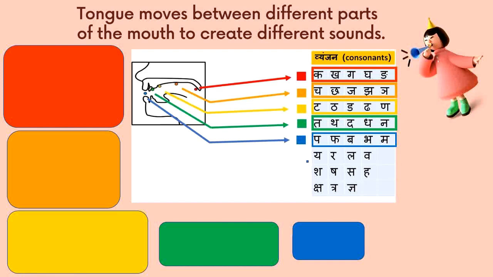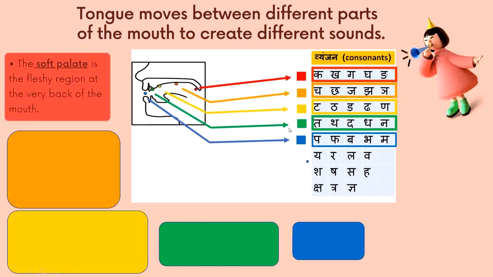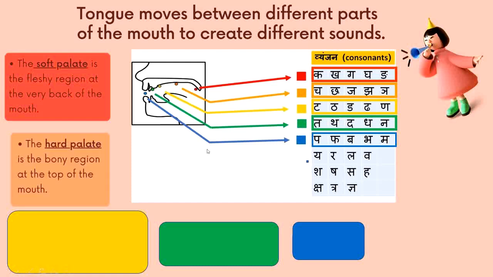The first part of the mouth, shown in red color, is called the soft palate. This is the fleshy region at the very back of the mouth. This soft palate is used in pronouncing all 5 Vyanjan of the first group. The second part of the mouth is shown in orange color, which is used in pronouncing all 5 Vyanjan of the second group. This part is called the hard palate. This is actually the bony region at the top of the mouth.